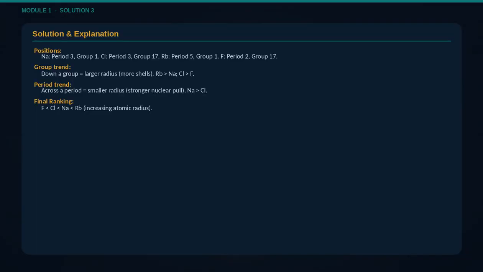Let's work through this. Fluorine is in period 2, group 17, so it's the smallest. Chlorine is in period 3, same group, so it's next. Sodium is in period 3, group 1, so it's larger than chlorine because atomic radius decreases across a period. Rubidium is in period 5, group 1, with the most electron shells, making it the largest. The ranking is fluorine, then chlorine, then sodium, then rubidium.